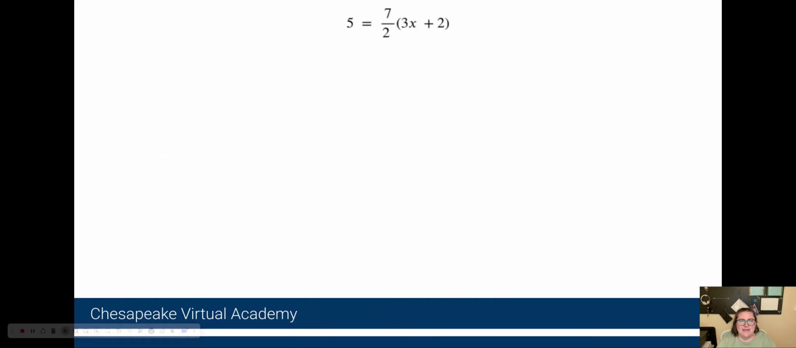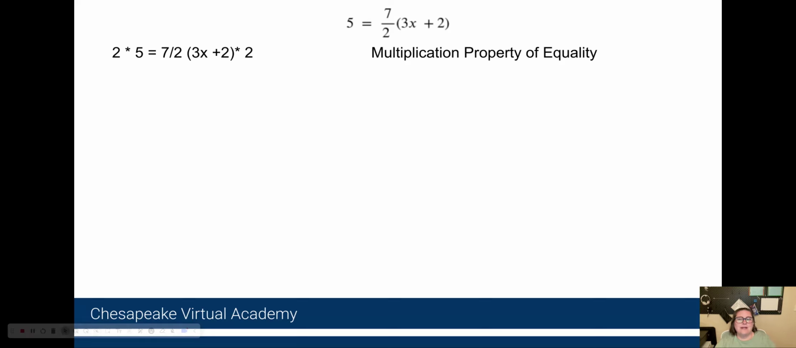Now, on this problem right here, we have a fraction. Our first step when we have a fraction is not to freak out, but to get rid of said fraction. So we're going to multiply by the denominator, which is 2. When I do that, I multiply 2 times 5 to get 10, and 7 halves times 2 cancels out the 2's and just leaves me with 7. So I end up with 10 equals 7 parentheses 3x plus 2.